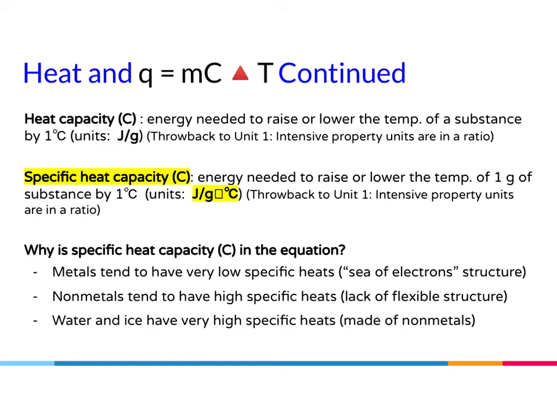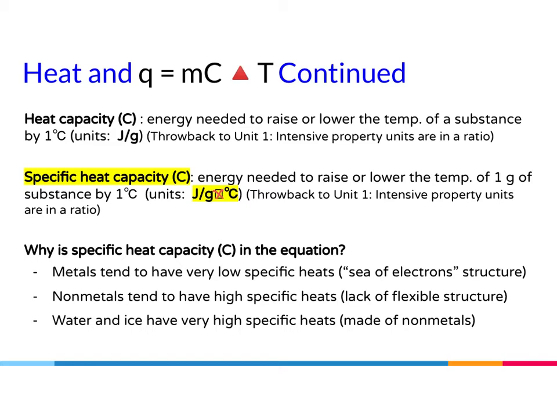The specific heat capacity is the energy needed to raise or lower the temperature of 1 gram of the substance by 1 degree Celsius. So again, throwback to unit 1. This is an intensive property. Because this is a ratio, this does not rely on how much is present. So I can use specific heat to help me identify substances. Why is specific heat capacity in the equation?